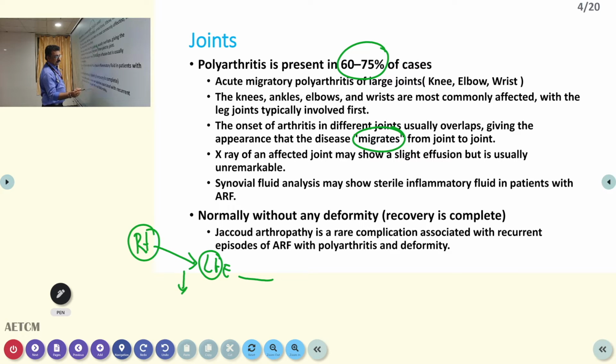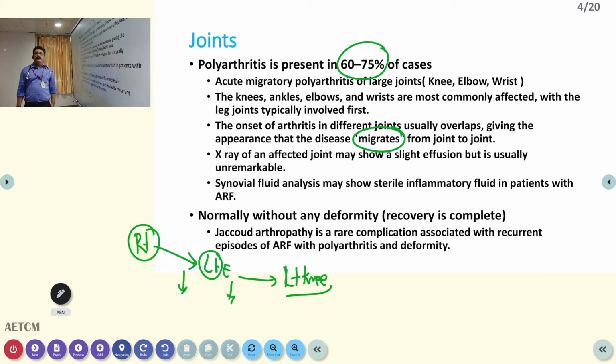Then after 5-6 days this will subside. Then it will become the left knee. That's only an example. So this is a migratory type of arthritis, and it never produces destruction of the joint. It does not produce a deforming arthritis like rheumatoid arthritis. Rheumatoid arthritis is a deforming arthritis, which means a joint can be deformed. Whereas here it is not a deforming arthritis. It's only an acute arthritis. The patient recovers from that without any deformity.